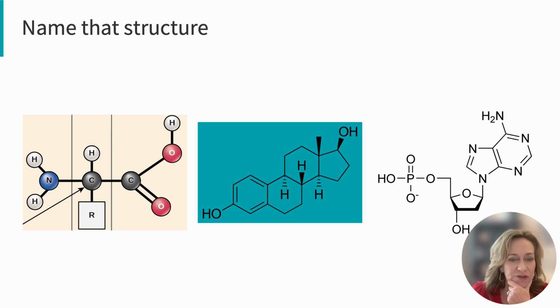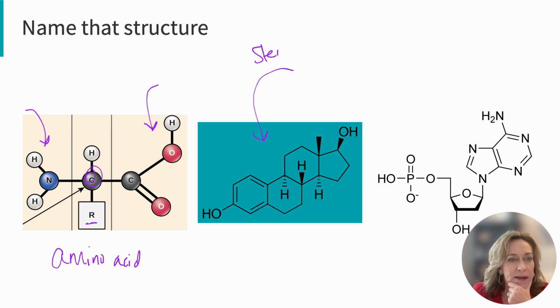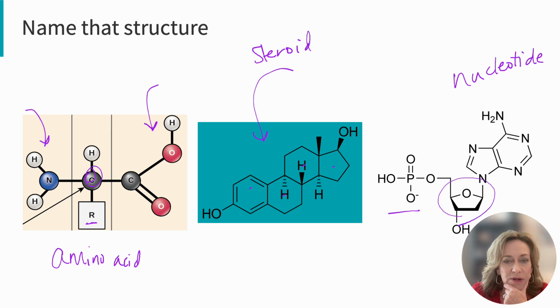All right, name this structure. Again, pause it, see if you can name it, and then come back. This is an amino acid. Hopefully you were able to recognize that, right? Here's my amino group, my carboxyl group, my central carbon, and there's that R. This is a steroid. I recognize it from those 4 rings. And this is a nucleotide. I can see my phosphate, my sugar, and my nitrogenous base.